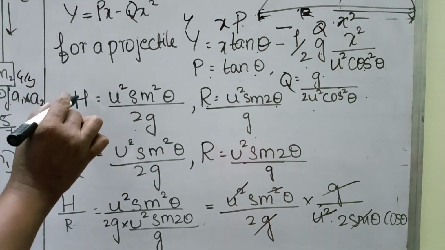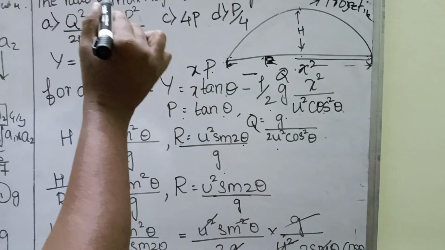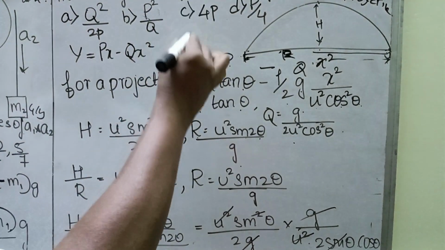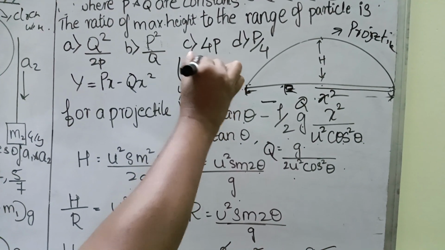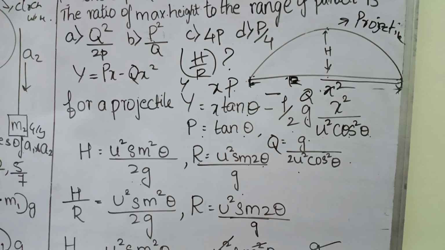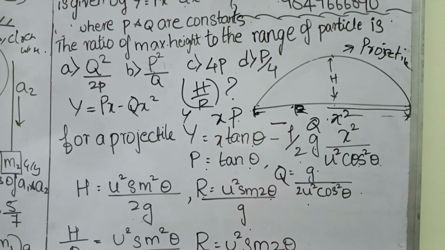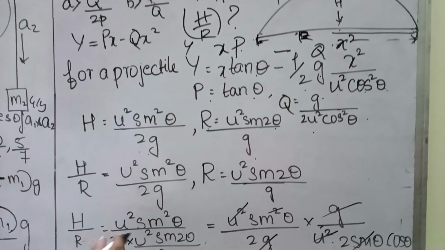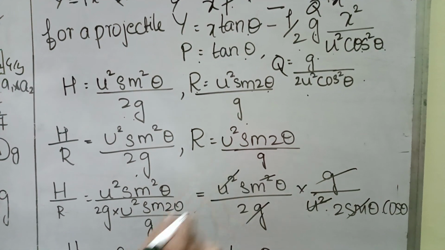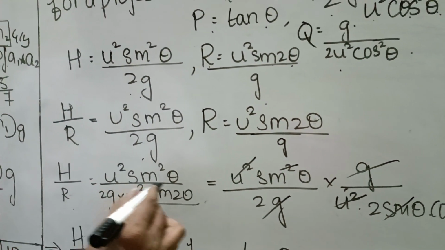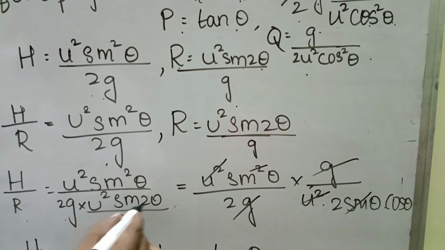So we want to calculate h by r. In the problem it is given as the ratio of maximum height to the range of the particle, h by r. So h by r is equal to u square sin square theta by 2g divided by u square sin 2 theta by g.